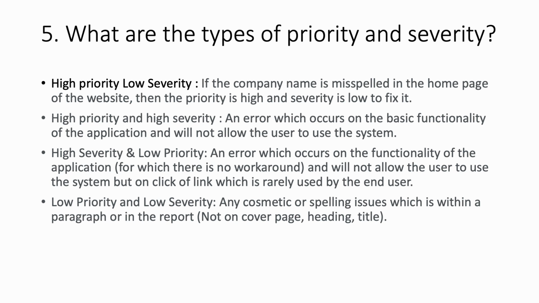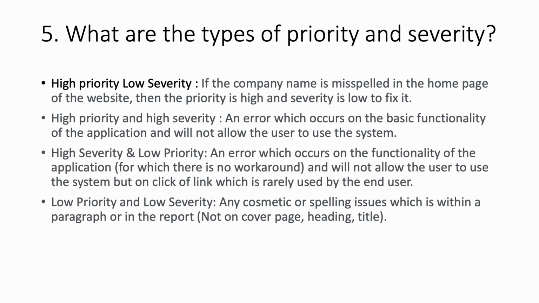Then the next question is, what are the different types of priority and severity? So this is also a basic question in the interviews. They might ask, what is high priority and low severity, can you give examples? So in that case, for high priority and low severity, if the company name is misspelled on the home page of the website, then the priority is high and severity is low. Why is the priority high? Because most of the customers look at the name on the home page, and it might impact the business as well. In that sense, it is called high priority. But this misspelled name of the company does not impact the functionality much. That's why it has low severity.